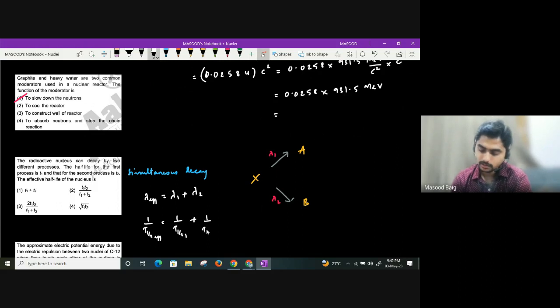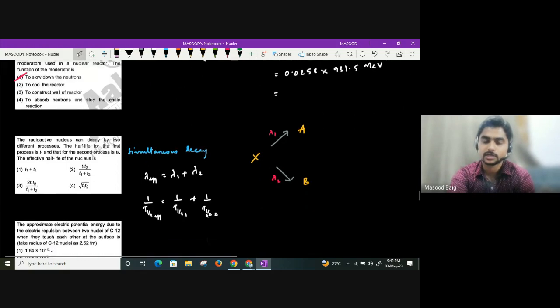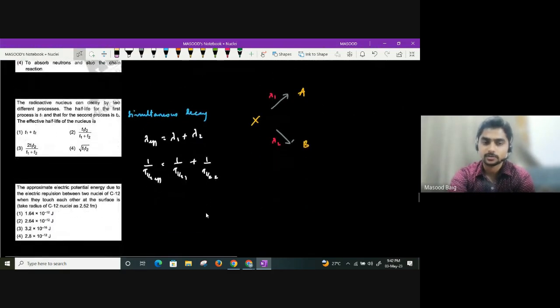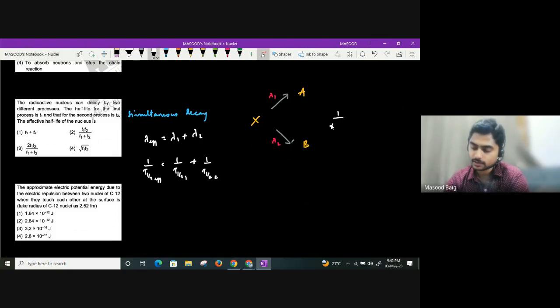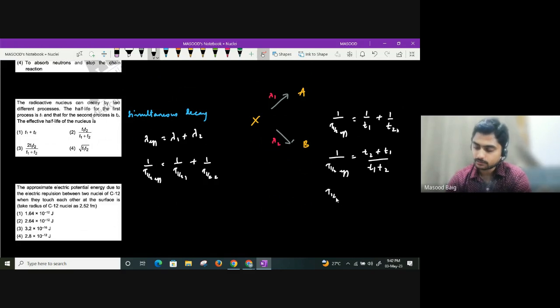by T half of 2, because we can write lambda as ln 2 divided by T half, guys. So half lives are given in this. What will be the effective half life? The effective half life, if I take, it will be equal to 1 by T1 plus 1 by T2, which can be taken as T2 plus T1 divided by T1 T2. This is our 1 by T half effective, guys. So I'll get T half effective as T1 T2 divided by T1 plus T2.